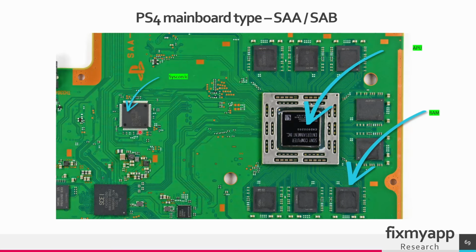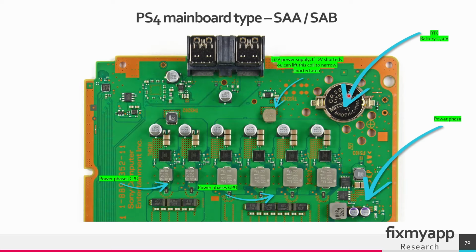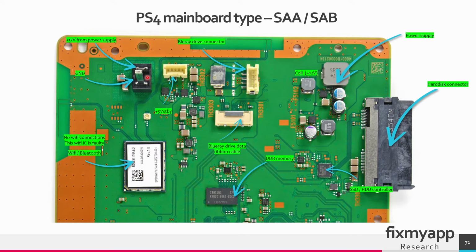So this is the Syscon IC. Again, APU, the RAM modules, all the same. This is the RTC battery. It's the 12-volt power supply. So it will go to this inductor, and from there it will go to the power phases. This is the 12-volt power supply. The standby 5-volt connector from the power supply. This is the Blu-ray drive connector, the Blu-ray drive data connector.